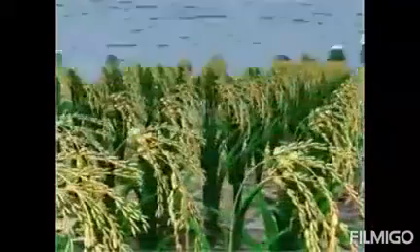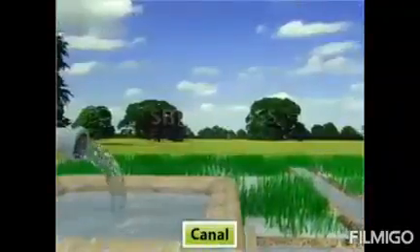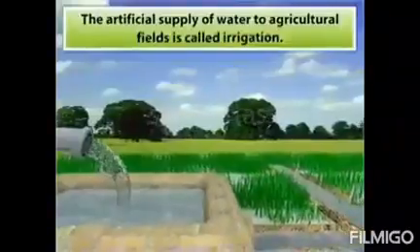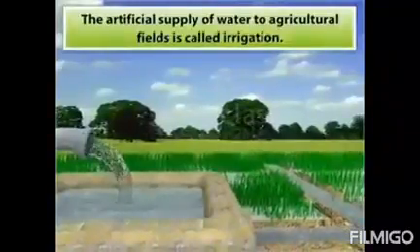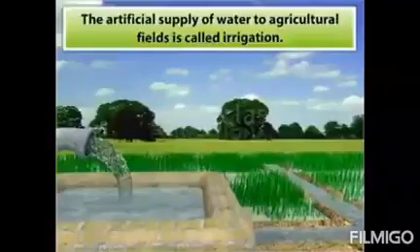Water is supplied to agricultural fields either naturally through rainfall or artificially through canals or other systems. The artificial supply of water to agricultural fields is called irrigation. Irrigation can be done using different methods.